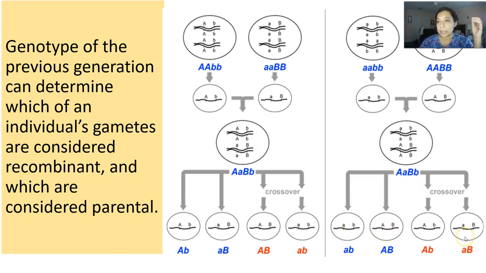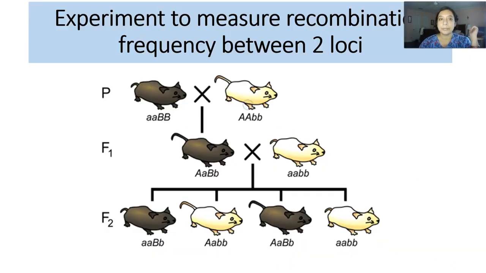Now, on the all four possibilities of the gametes, the ones that are going to be your parental are homozygous recessive or homozygous dominant. Those are the same as the original parent ones. And then the other two are going to be your crossover, which are your recombinants. So you should be able to identify which one of the gametes are recombinants and which genotypes are recombinants and which genotypes are parental.